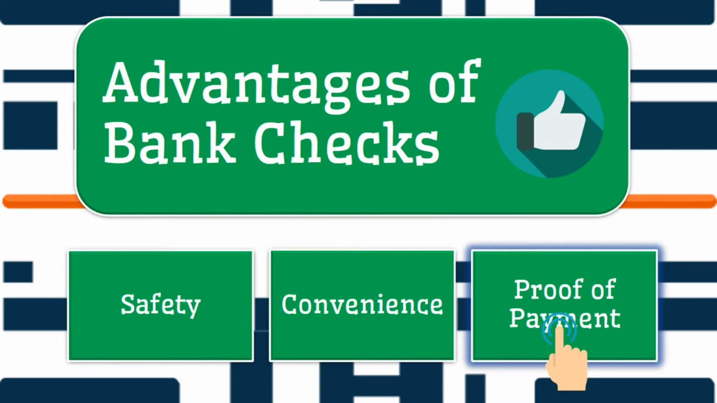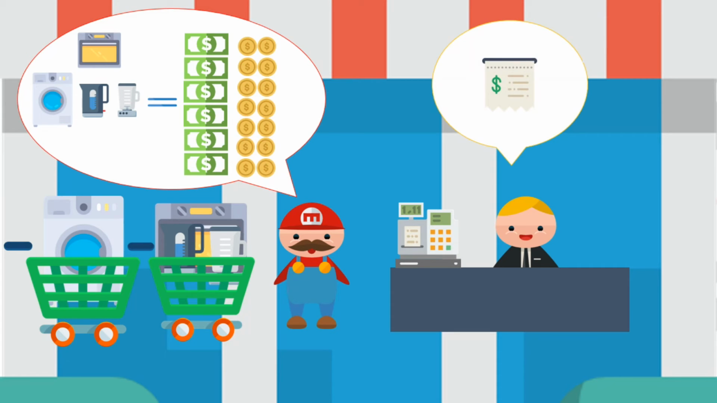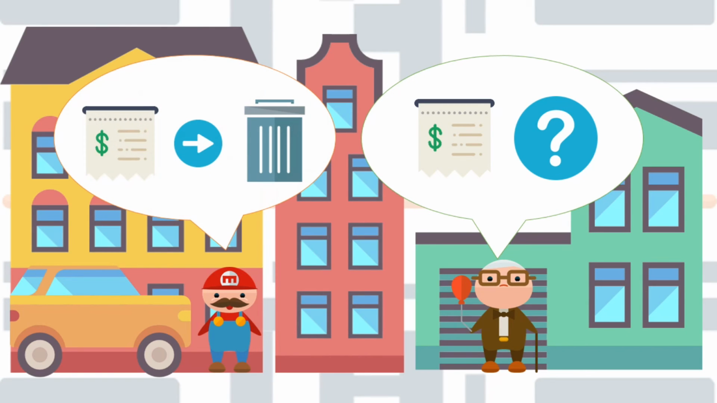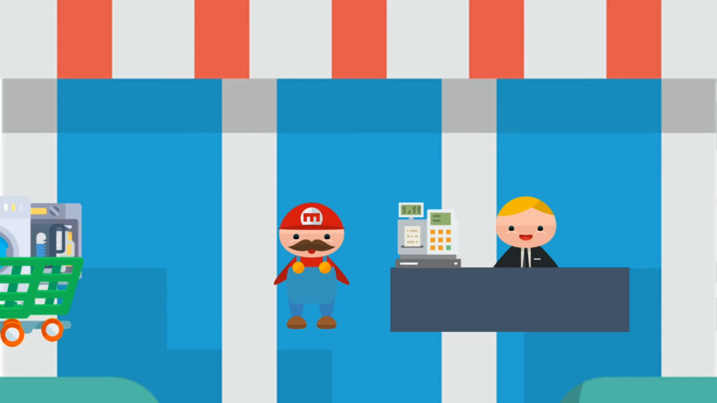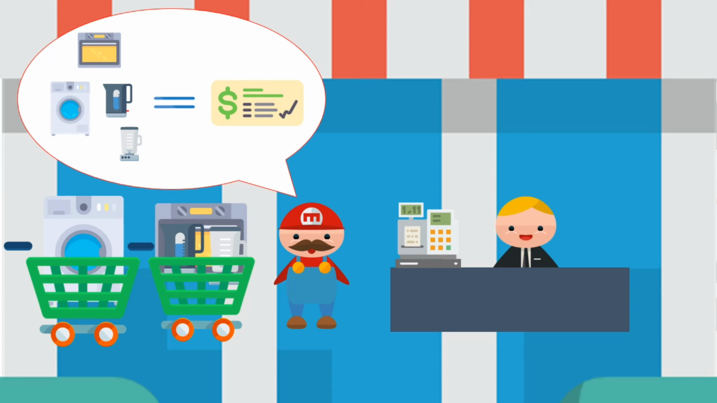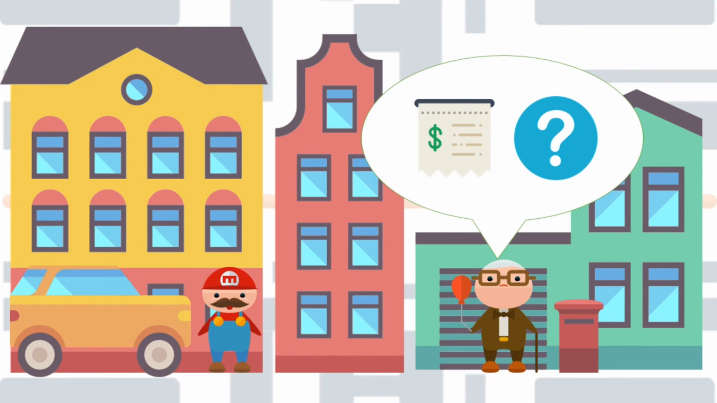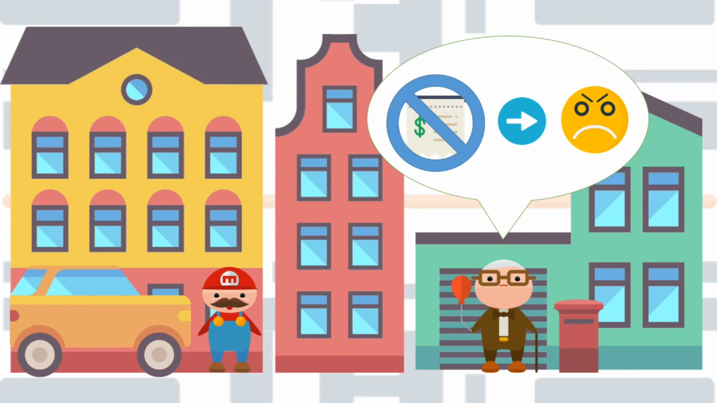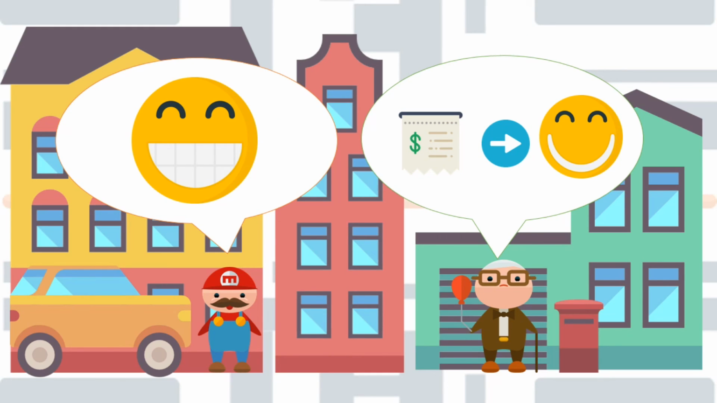Proof of payment. After paying for the products that you purchase, you receive a receipt as an official proof of payment. But sometimes, it gets lost. That causes you to lose track of your finances. However, using bank checks in purchasing the products, you also receive a receipt as an official proof of payment. But when you lost it, don't worry, because you'll receive a mail sent to you that has all your finances each end of the month, helping you to keep track of your finances.